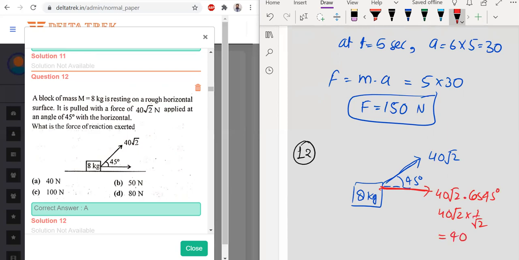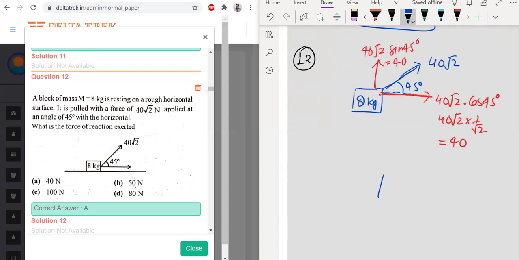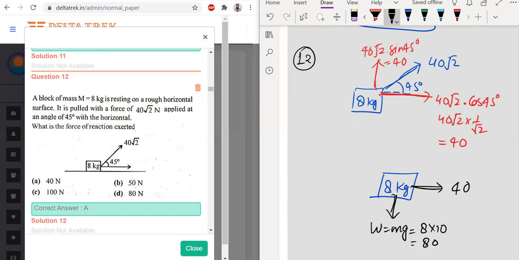It will become 40. What is the upward force? It is 40 root 2 into sine 45 degree. Same, this is going to be the same answer because sine 45 is also 1 by root 2. So let's see what you will feel on the 8 kg object. You will feel a weight. How much will be the weight? mg. If I take g as 10, it will become 8 into 10, which is 80. Then horizontal force of how much? It is 40. And upward force of how much? It is 40. The remaining will be a normal reaction.